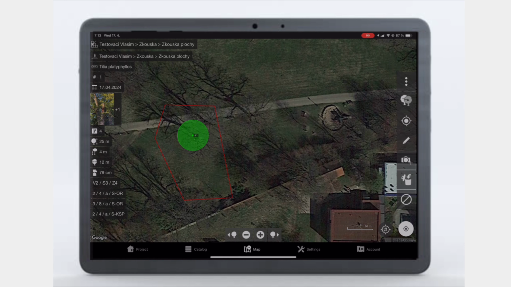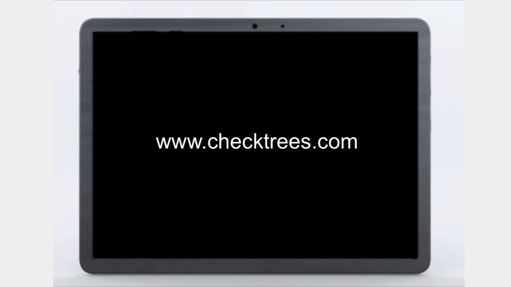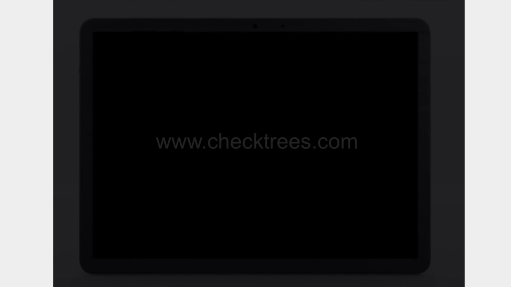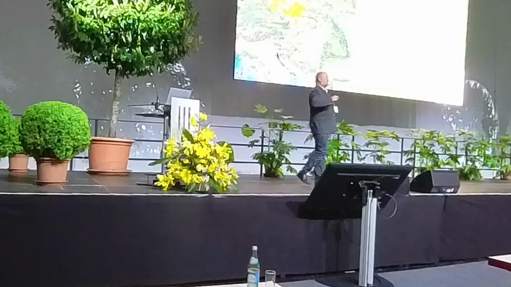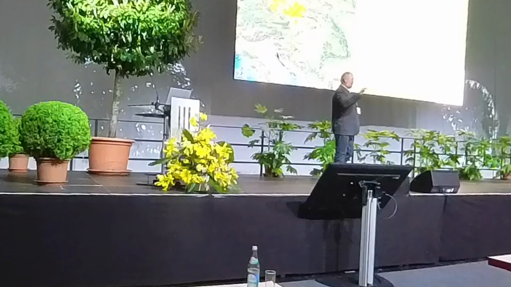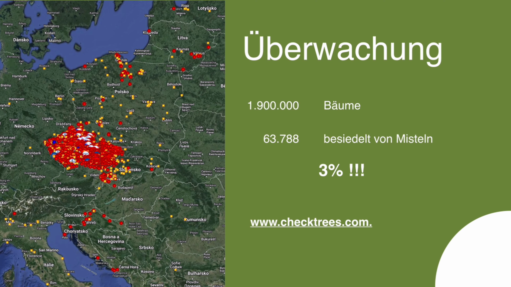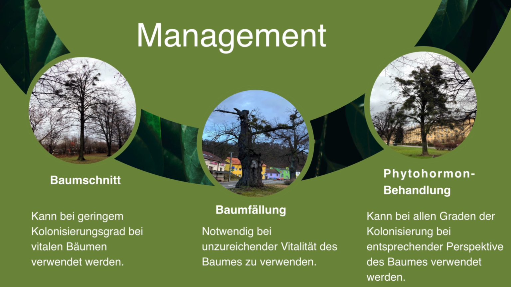From our database, we've got at this moment something like 1.9 million individually assessed trees within our system. And just take into account that this is the full country, this is the full extent. And 3% of those trees have some level of colonization by the mistletoe, which is really a huge number. It shows that the problem is real and it needs some solutions.